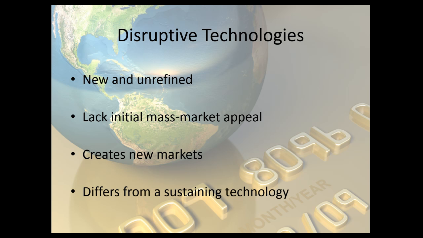And lastly, they are different from sustaining technologies in the sense that their target market is more restrictive. Not everybody can afford these new disruptive technologies. When the plasma televisions first came out, not everybody could afford this. When the iPhones came out, not everybody could afford this. And so that really makes a big distinction between a disruptive technology and a sustaining technology.